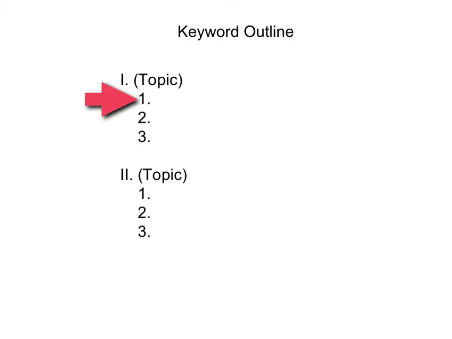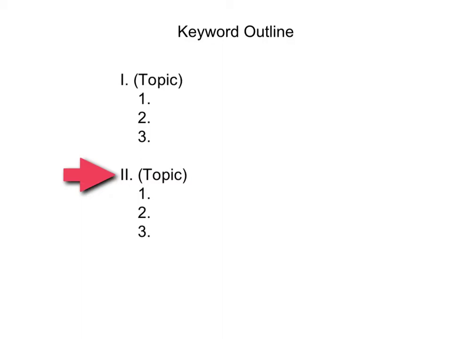and start listing all our juicy details that go with our topic. Now, you may have more than 3. You may have up to 6 or 7, but don't go beyond 7 because that would be too much information for one paragraph. You would have to start another paragraph.